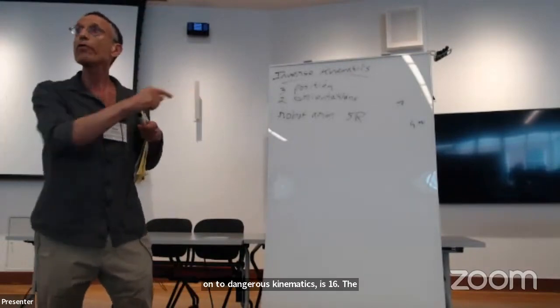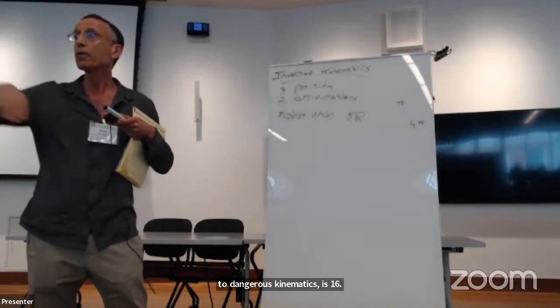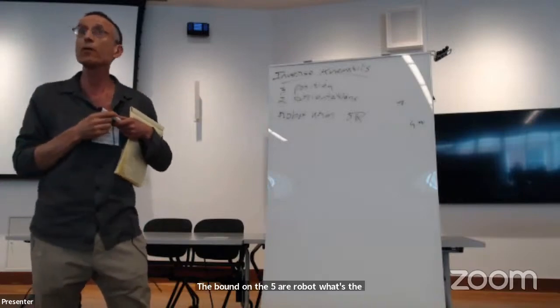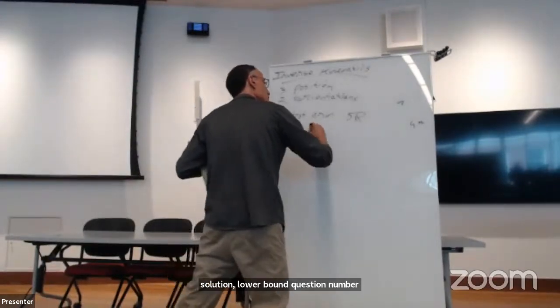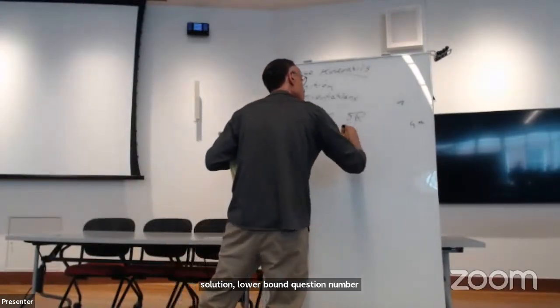What's the bound on the 5R robot? What's the number of solutions, lower bound? So question number 1, number of solutions.